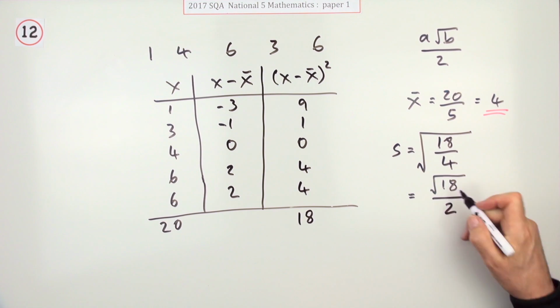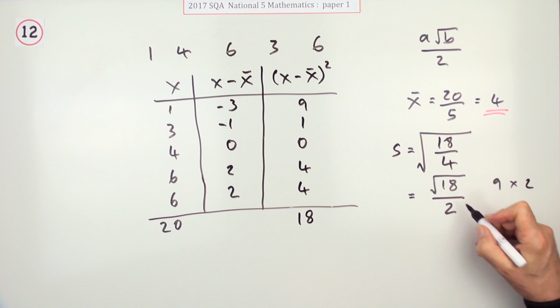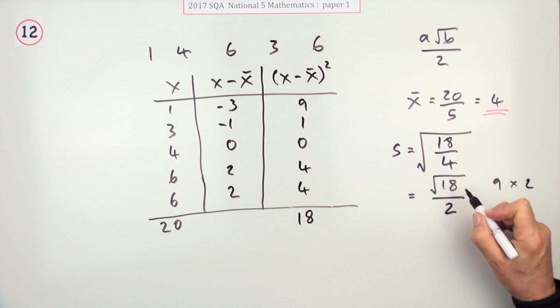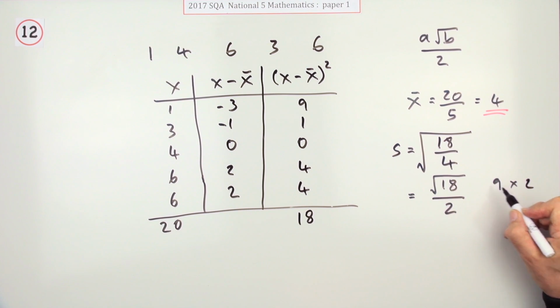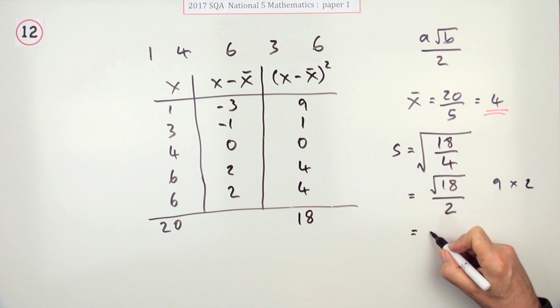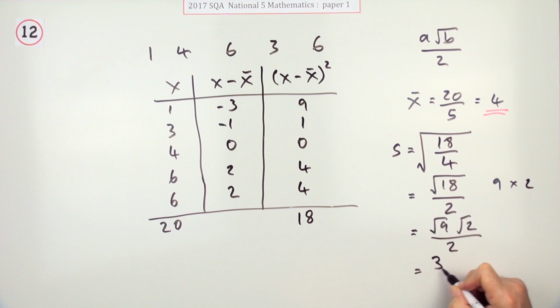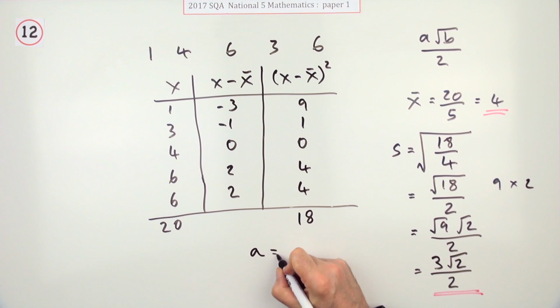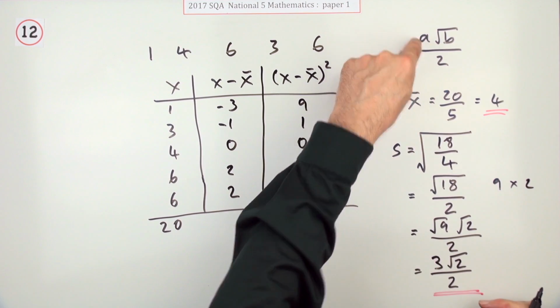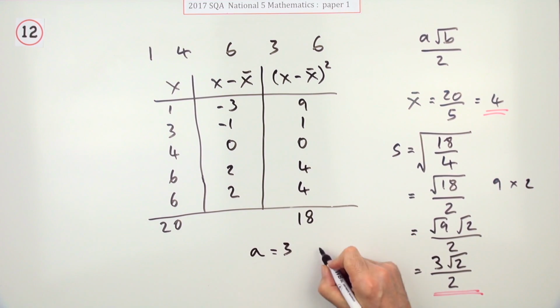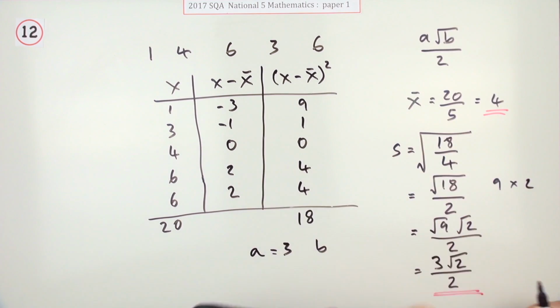And what's 18? You can break 18 into 9 times 2. Find a perfect square in it. So the square root of 18 is the square root of 9 times the square root of 2, which is 3 root 2 over 2. But they want you to state the values. So A's the number in front, B's the number inside.